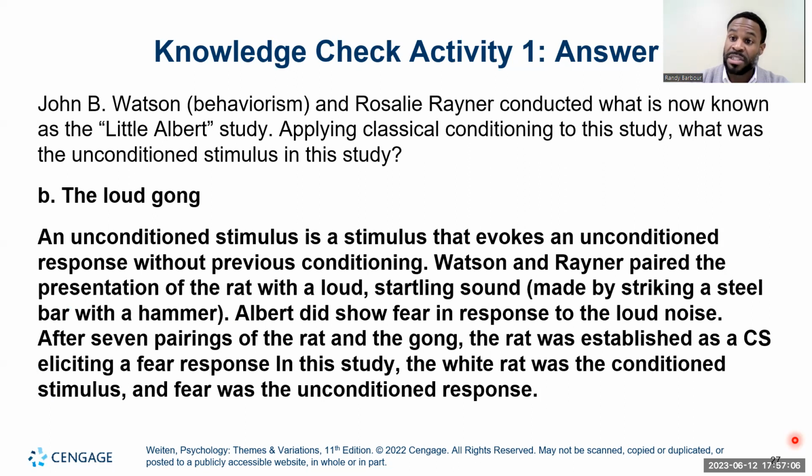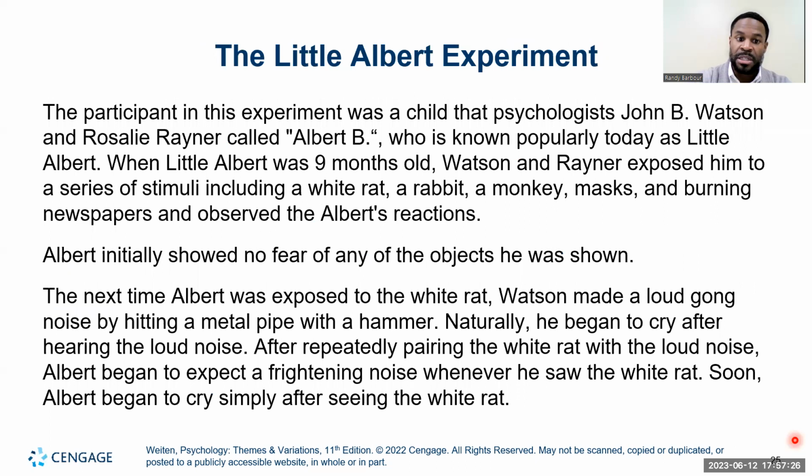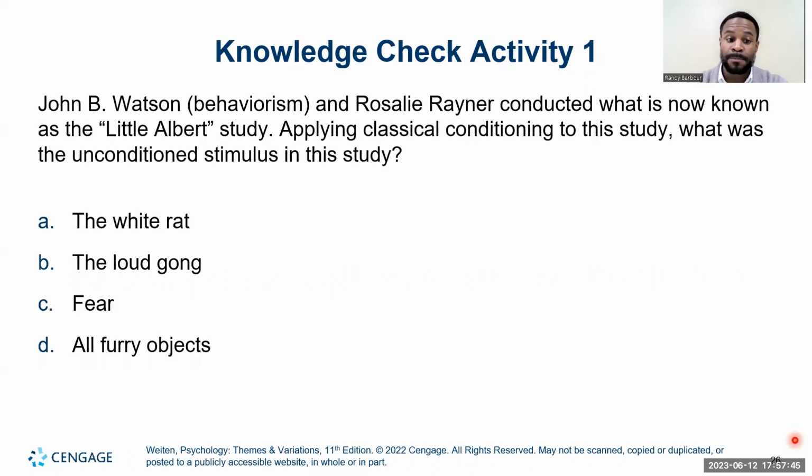So the unconditioned stimulus is the loud noise. The unconditioned response is him crying. The neutral stimulus in this example, so let's go back, would be the white rat. The white rat initially evoked no fear response whatsoever. So if we go back here, Albert initially showed no fear of any of the objects he was shown, right? After the loud noise was paired with the white rat, it became a conditioned stimulus. So every time now he sees the white rat, now he cries. Again, we have evoked a response based on something that originally had no effect whatsoever.